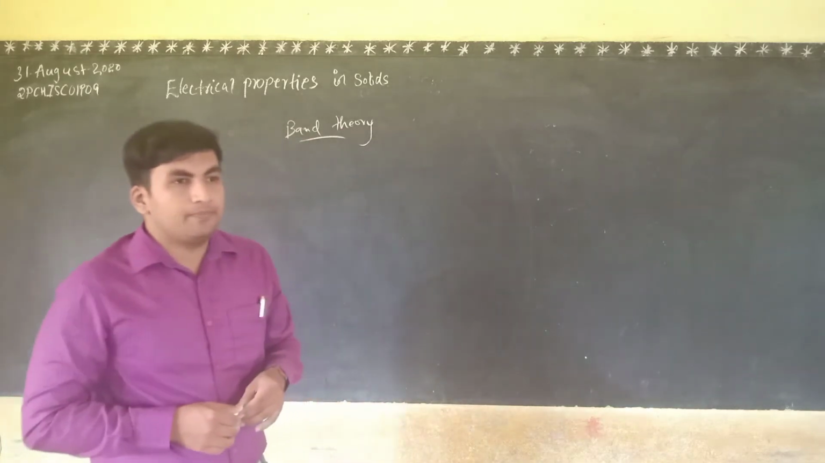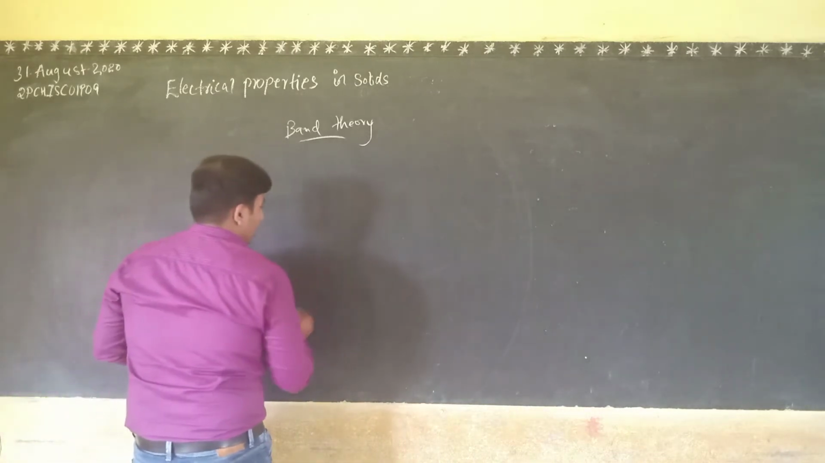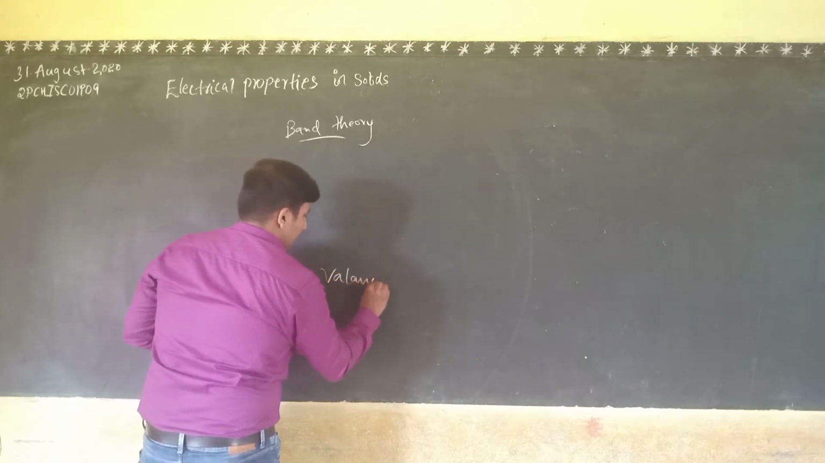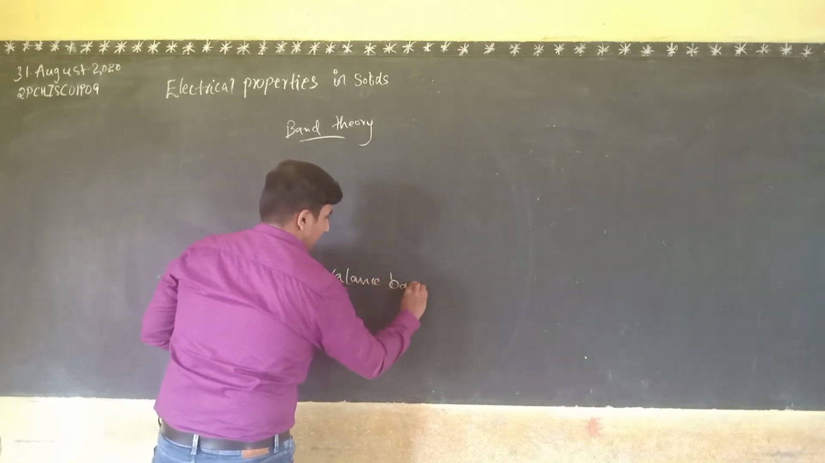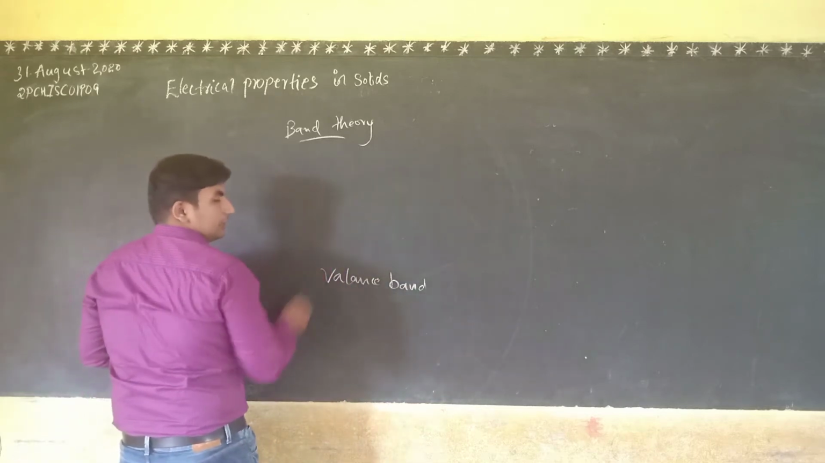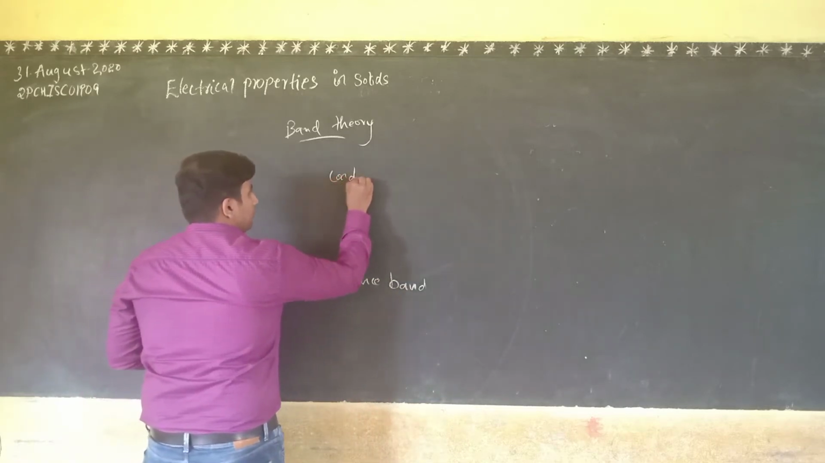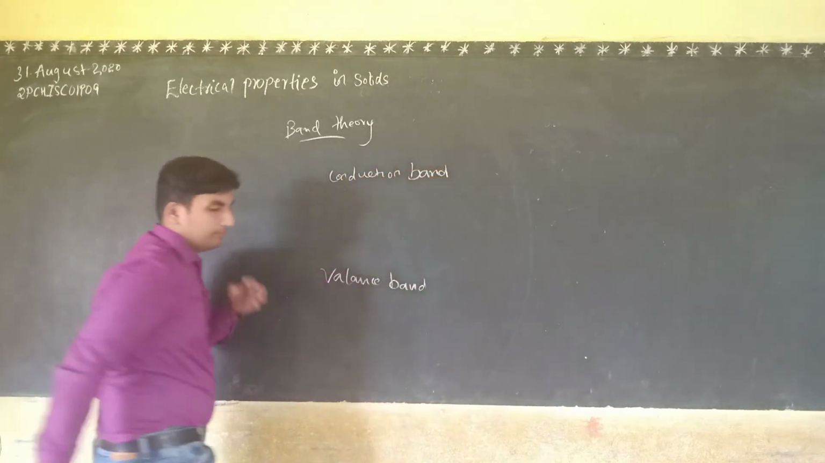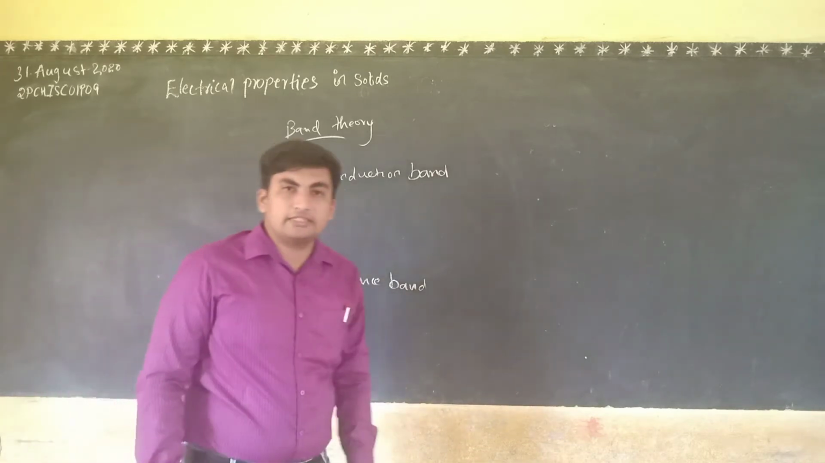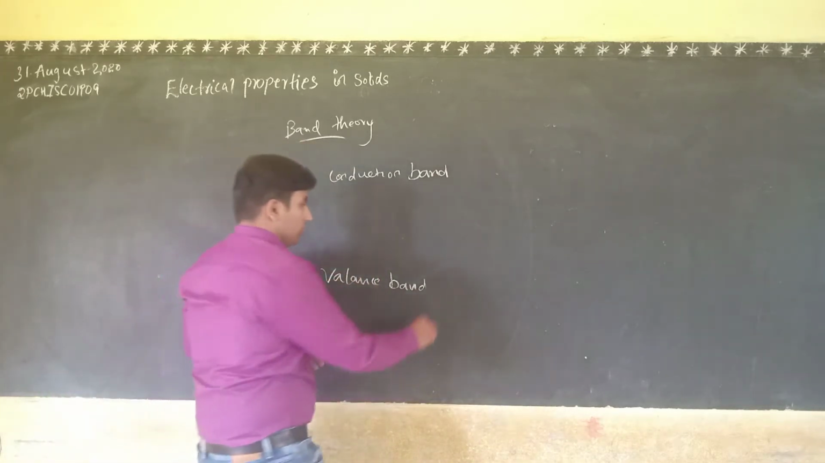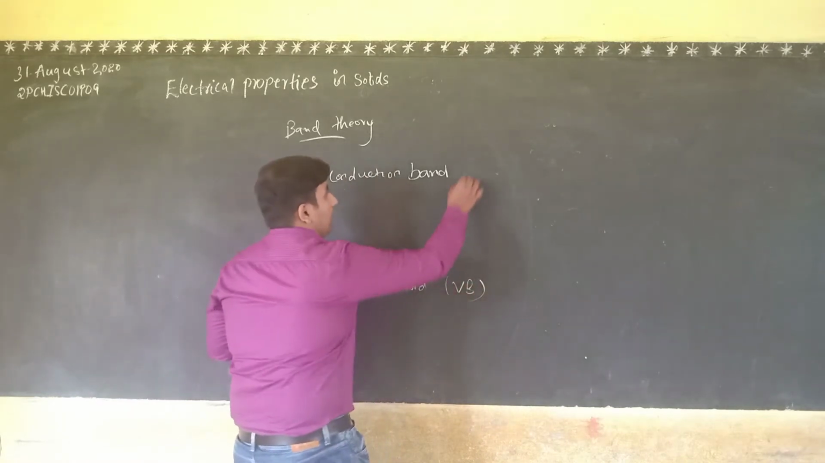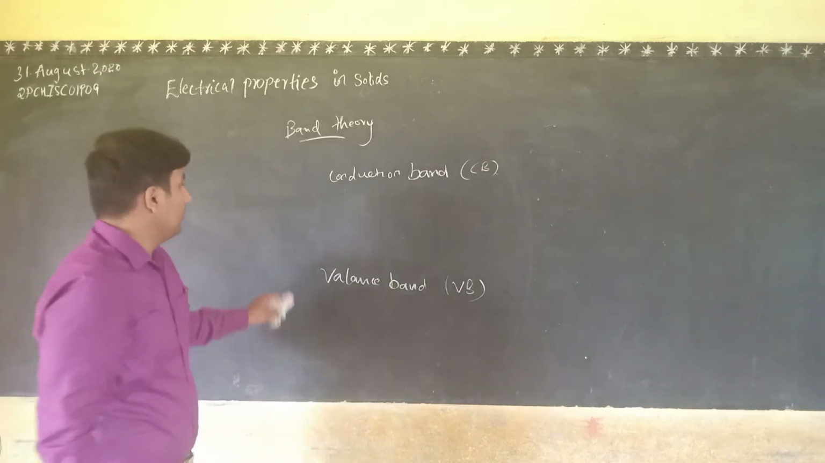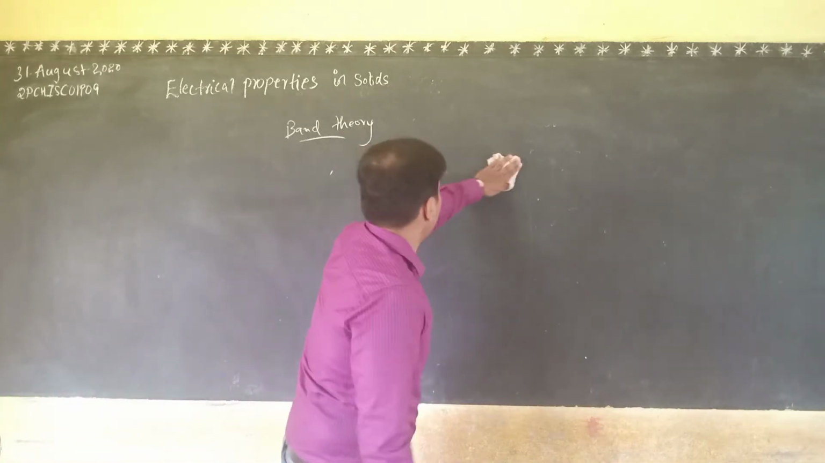So here also, the lower energy orbitals are called the valence band. The higher energy is called the conduction band. The lower energy band is called the valence band, or in short form VB, and this is the conduction band. So let us see one by one.